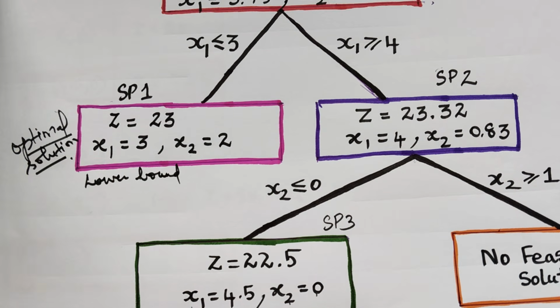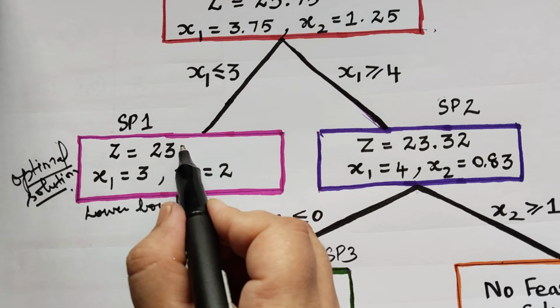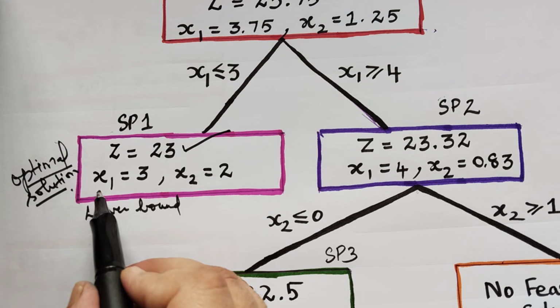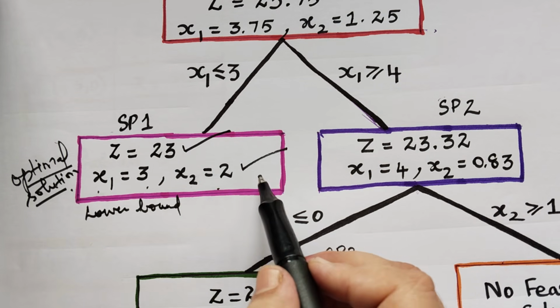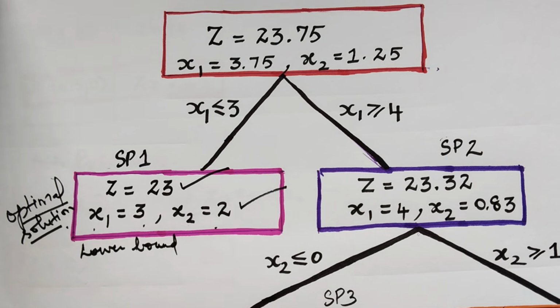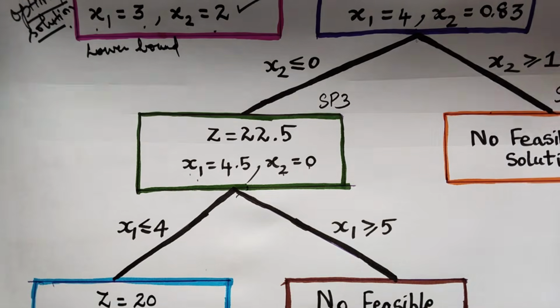Hence, we have concluded the problem with the optimal solution to be z equal to 23 at the point x1 equal to 3 and x2 equal to 2, which are integer values. Hence, we have obtained the integer solution for x1 and x2. So this is the solution space, if you see.